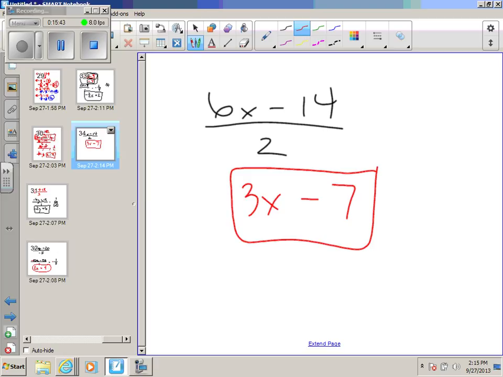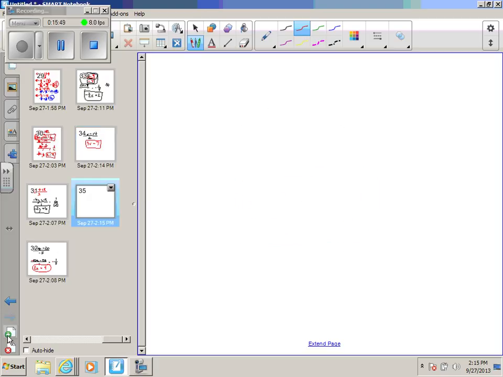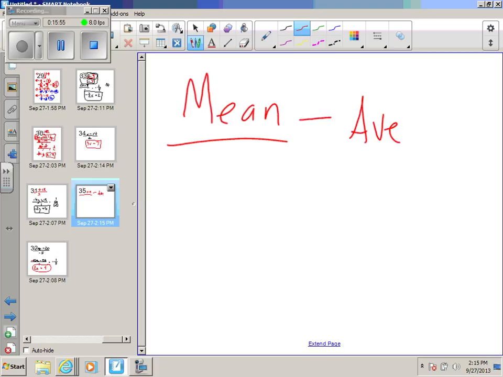One more section. The mean. Another word for mean? Average. How do we find the average? How do we find the mean of a set of numbers?